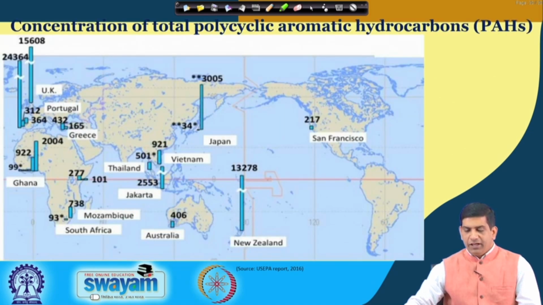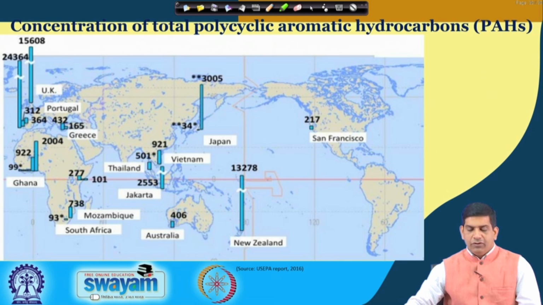Then polycyclic aromatic hydrocarbon, that is another one which does show up. Here you see that in some places the concentration is much higher. All these are from the US EPA report, which is there in your reading material. In some places the data is not presented, but that does not mean it does not have PAH. It is actually that the data was not available for those particular areas.